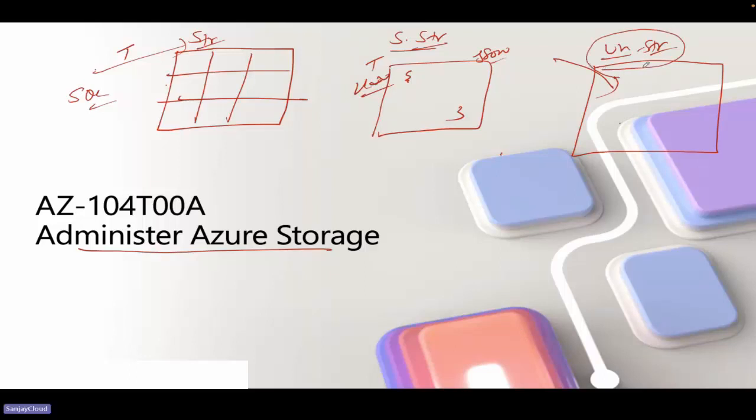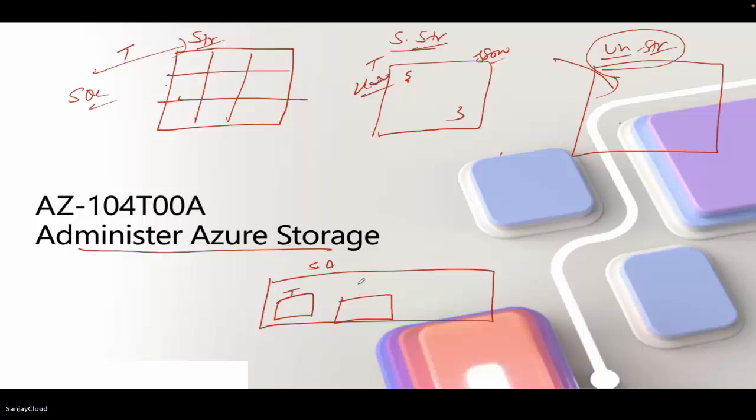Correct. When it comes to Azure Storage Services, in Azure Storage Services you will get storage account. And in storage account, you will get 4 types of services. Like you will get table service. You will get file service. You will get message service. You will get container, that means blob service.